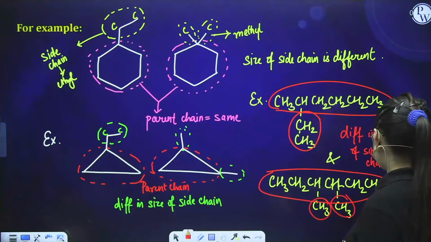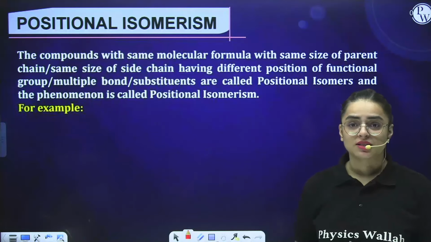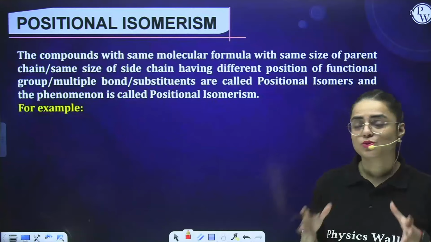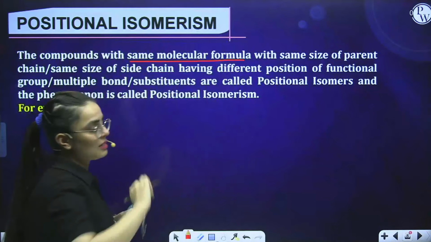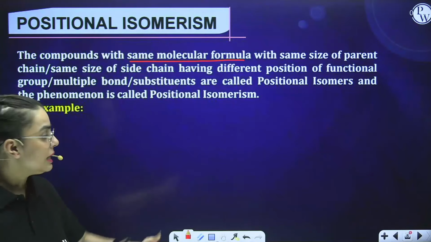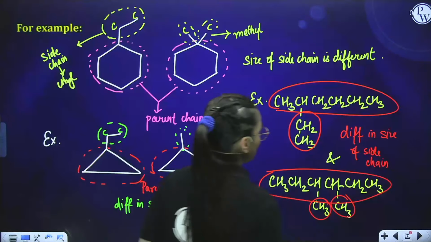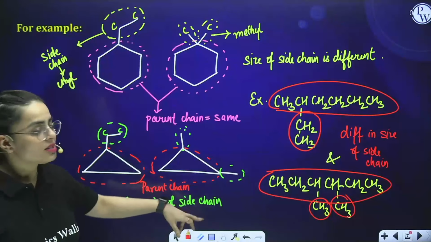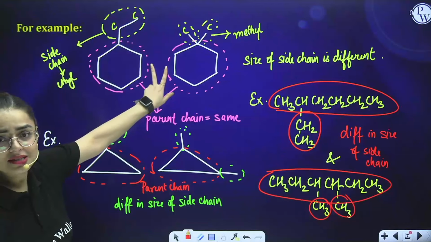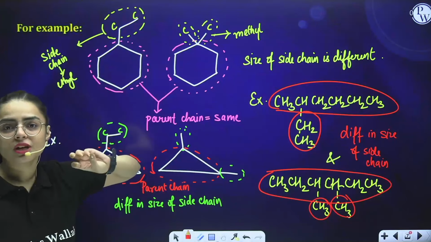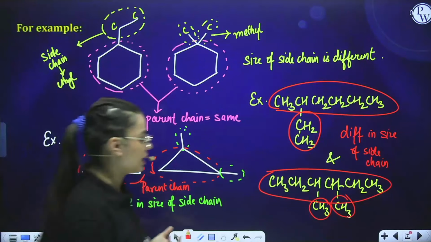Now comes our next category, that is positional isomerism. If I talk about positional isomerism, what do I observe here? The compounds with the same molecular formula, again the basic necessary condition that we need to remember. If I talk about the previous cases also, you can calculate for each of these cases that the molecular formula comes out to be the same. Like for both of these, the molecular formula is the same. Count the carbon atoms, count the hydrogen atoms, and you'll get your answer.